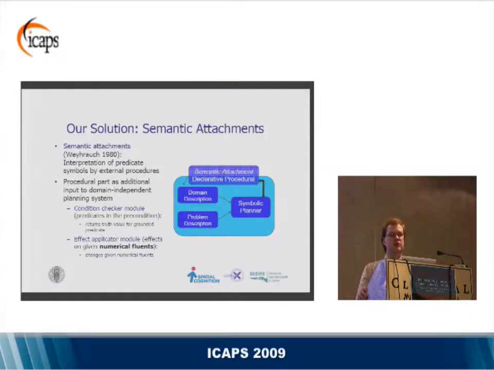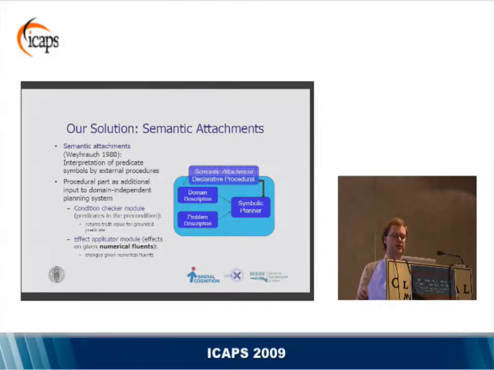and it tells the symbolic planner how to use the procedural part, which is also supplied with the semantic attachment. And we have implemented two kinds of semantic attachments. The first one is a condition checker module, which is the intuitive kind from the original definition, and this basically just calculates truth values for grounded predicate.